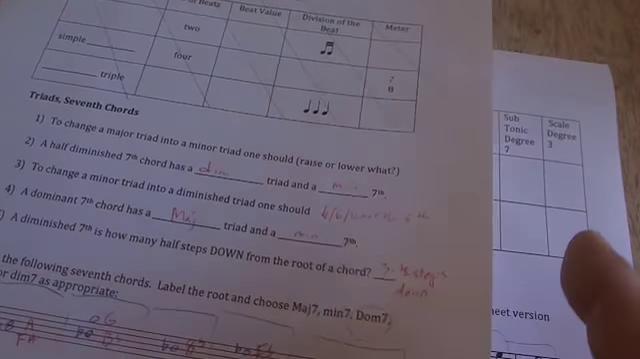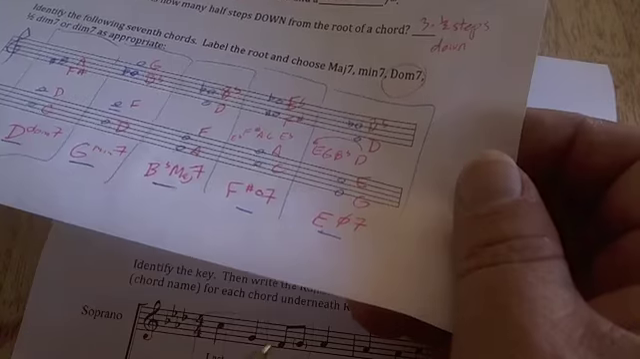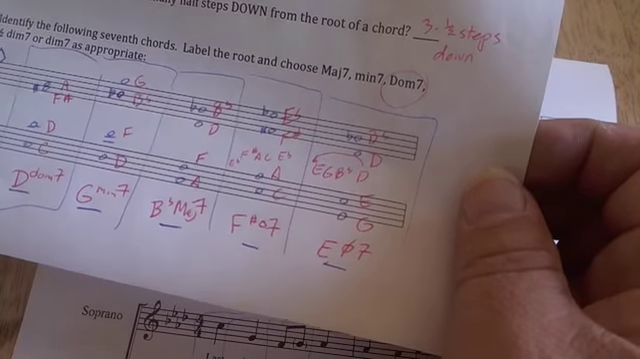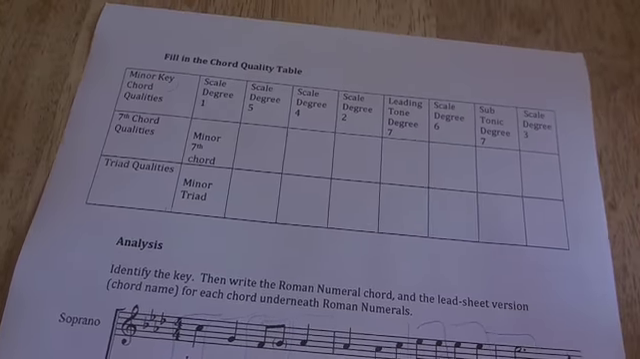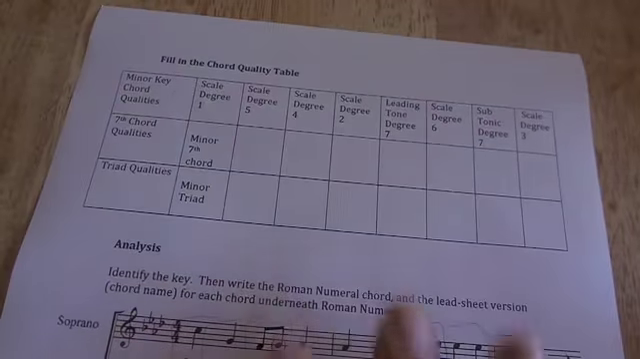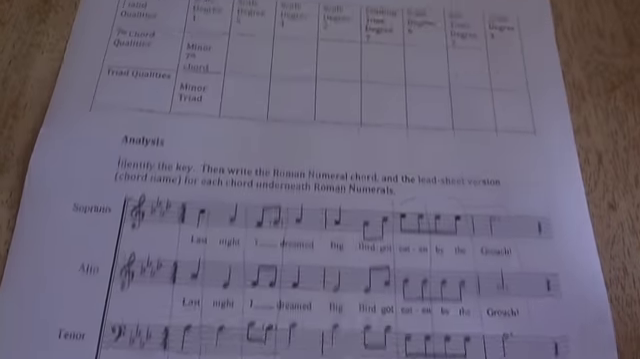The software cut out just before I finished. The last question was an E half diminished 7 right there. I'm going to do this last one right here, which is a table of quality of chords, and then analysis, which is probably the big one right there.